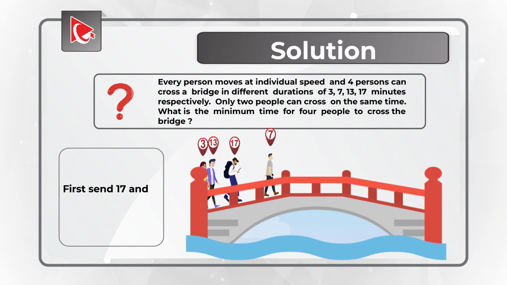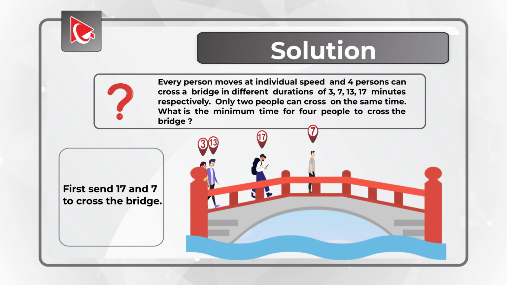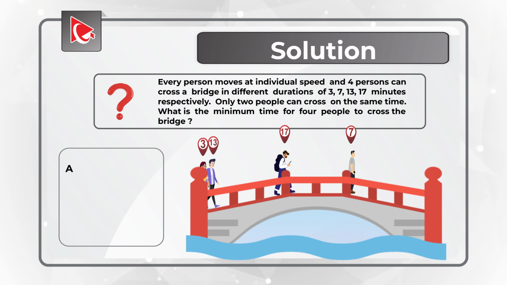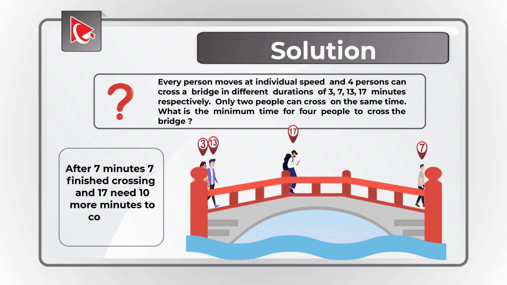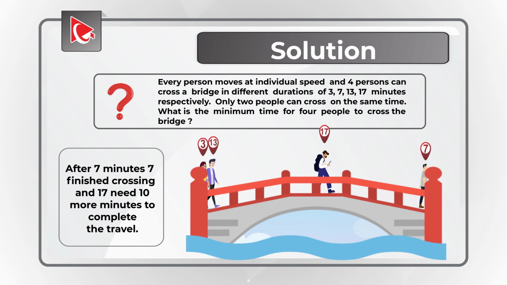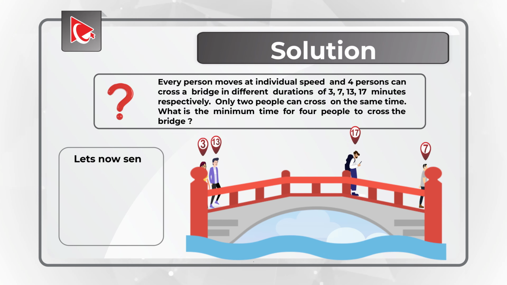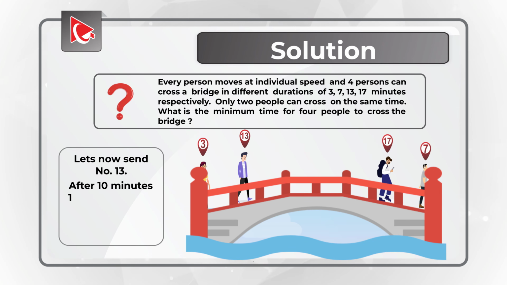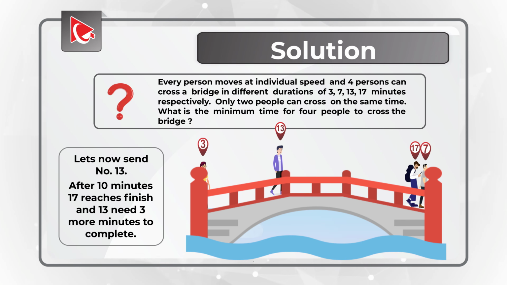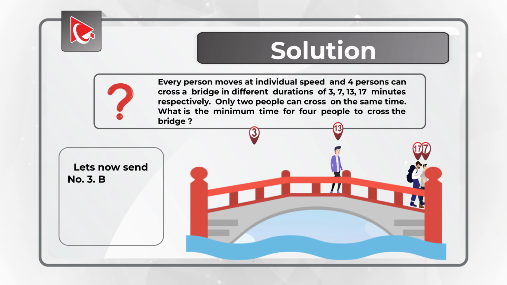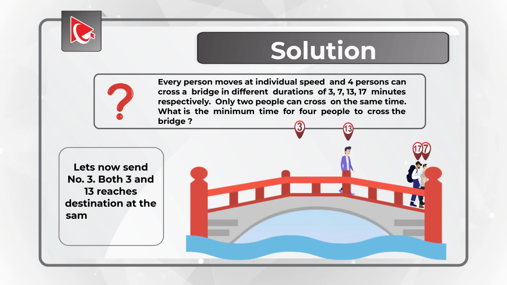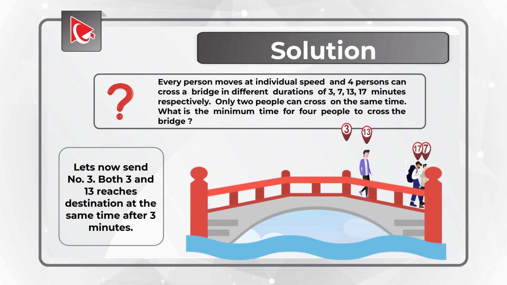We will first send number 17 and 7 at the same time to cross the bridge. After 7 minutes, number 7 finished crossing the bridge. And number 17 needs additional 10 minutes to complete the travel. Let's now send number 13. After additional 10 minutes, number 17 reaches the finish line, and number 13 needs 3 more minutes to complete the travel. Let's now send number 3. Both number 3 and number 13 reach destination at the same time, after additional 3 minutes.